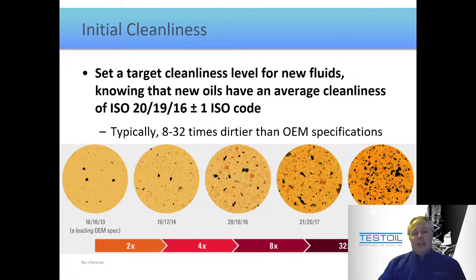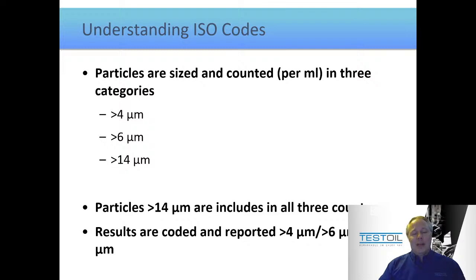So to understand what 20/19/16 are equating to, we have to understand how we came up with those numbers. So first and foremost, I'd like to explain how do we even do a particle count. By its very name, a particle count is simply that. It is a count of the number of particles. But what we must take into consideration is it's a count of the number of particles contained within 1 milliliter of fluid. That's how the results are standardized.